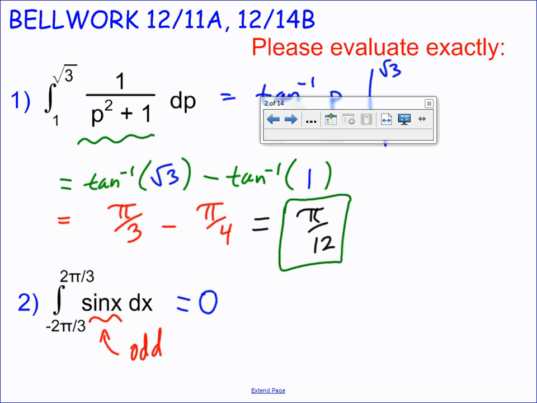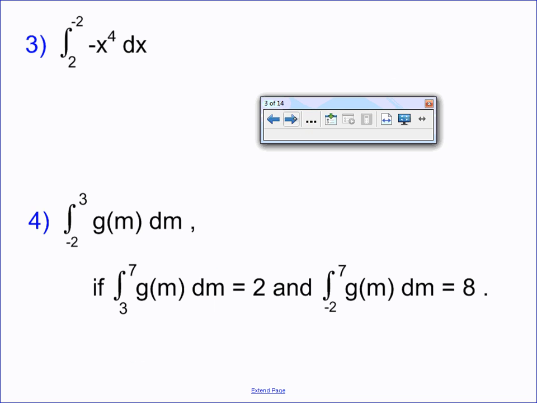Awesome. Okay, so what questions do you guys have about number 2? Much quicker to recognize it's an odd function. Okay, let's take a look at number 3.